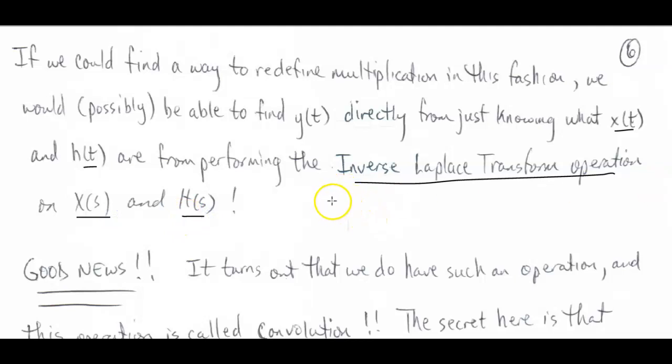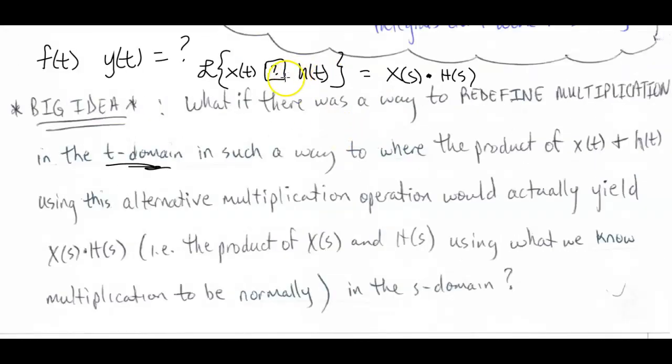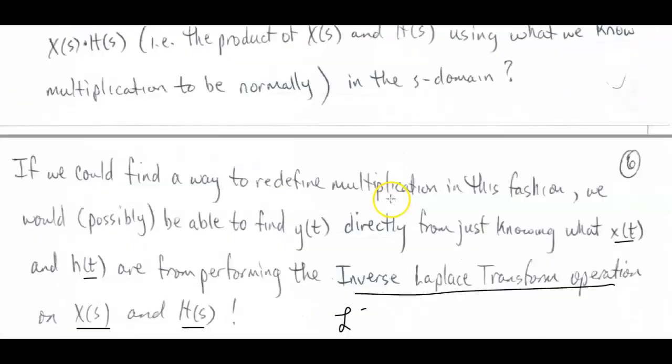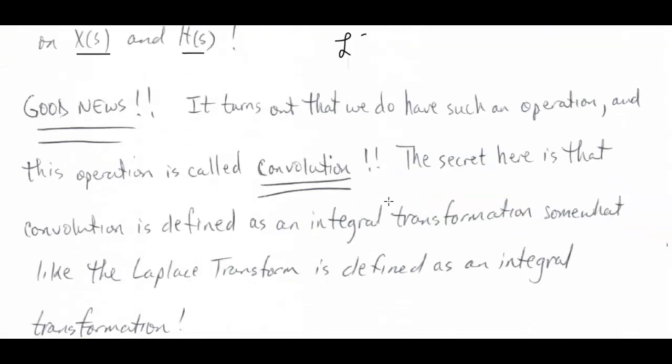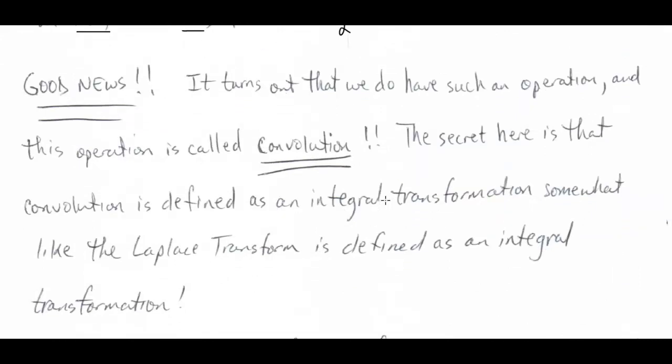So all that's saying is that if I could find some operation to make this actually true, then all I would have to do is take the inverse Laplace transform of this, inverse Laplace transform of that, and that would tell me exactly what my solution is going to be, provided that I know what this operation is, okay? So there is good news, and that good news is that it turns out that we do have such an operation, and that operation is called convolution, and that's why you're probably watching this video.